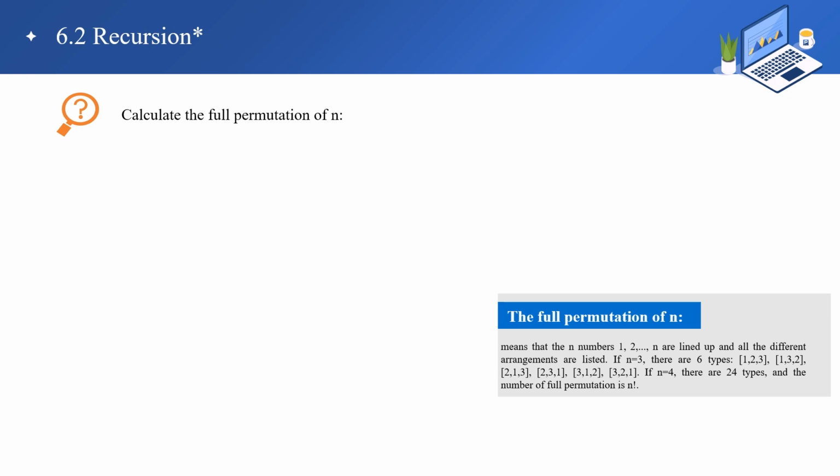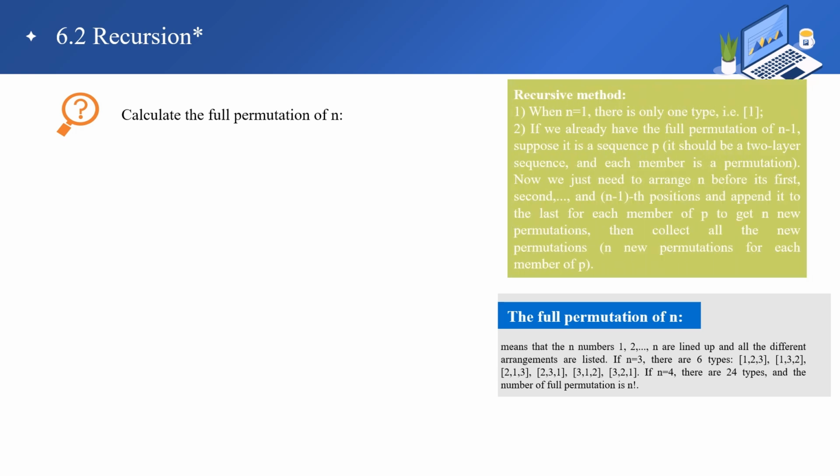If n equals 3, there are 6 types: 1 2 3, 1 3 2, 2 1 3, 2 3 1, 3 1 2 and 3 2 1. If n equals 4, there are 24 types, and the number of full permutations is the factorial of n. It's not easy to list the factorial of n types of permutations directly.